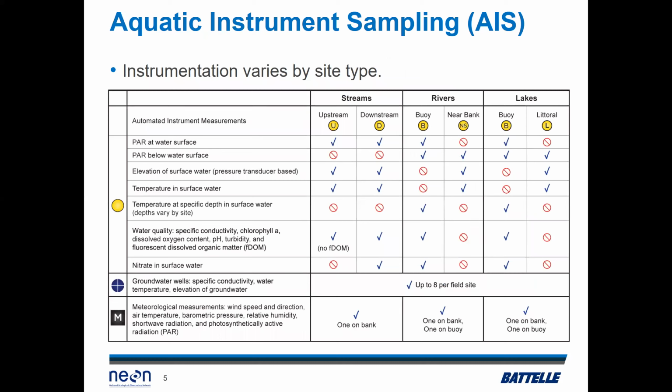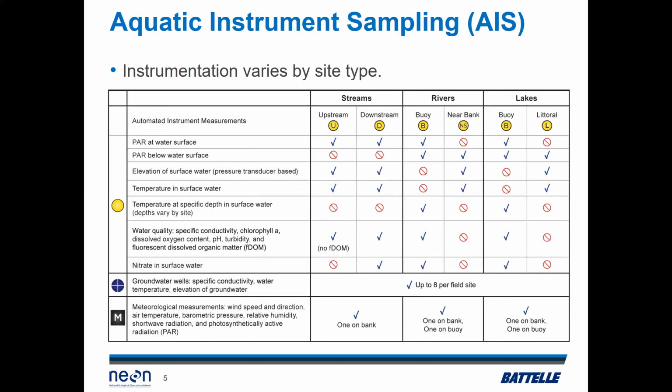Here's an overview of how the IS sampling instrumentation varies by sites. So stream sites, which are the most common, are instrumented at both an upstream and a downstream station. At both stations, we measure water level, temperature, water quality, including specific conductance, dissolved oxygen, pH, turbidity, and chlorophyll. And then we also measure fluorescent dissolved organic matter, but only at the downstream station. And then in situ nitrate measurements are also made, but only at the downstream station.